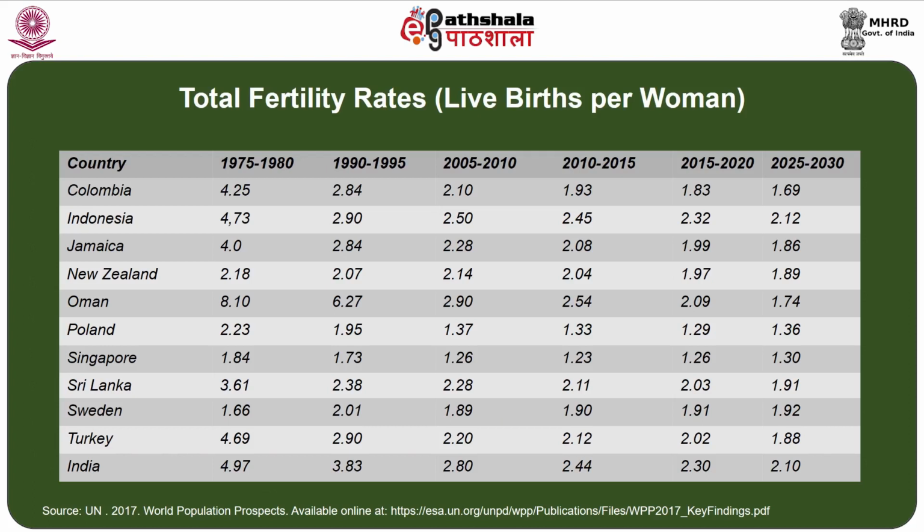India's total fertility rate, which was as high as 4.97 in 1975 to 1980, has declined considerably to 2.44 between 2010 to 2015, and it is expected to decline further to as low as 2.10 between 2025 to 2030.